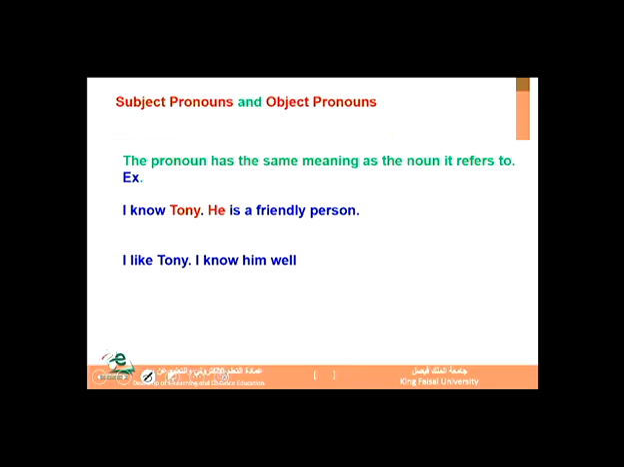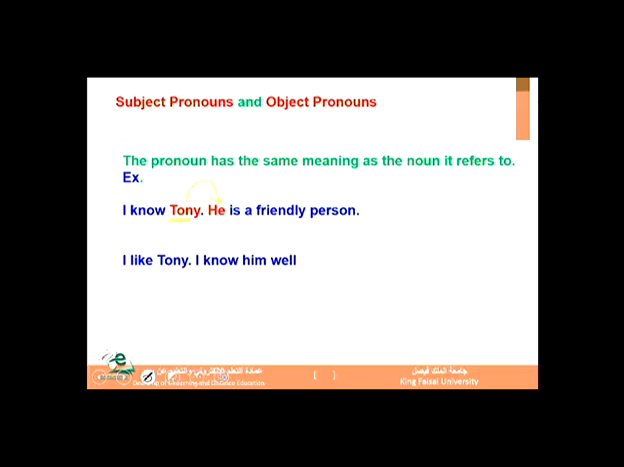Now, this is another exercise where we need to understand that when we have a pronoun in the sentence, this pronoun refers back to a noun in the sentence. In other words, the pronoun has the same meaning as the noun it refers to. What does that mean? If you look at this sentence, I know Tony. He is a friendly person. Now, Tony is clearly a masculine name, a male. It's a mudhakkar.